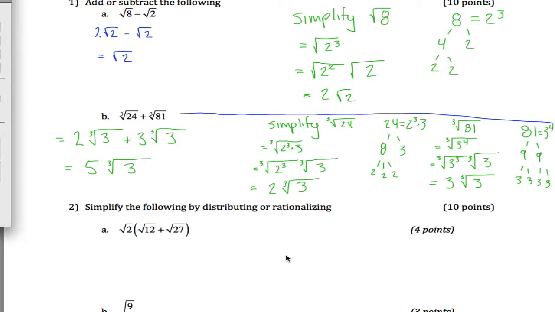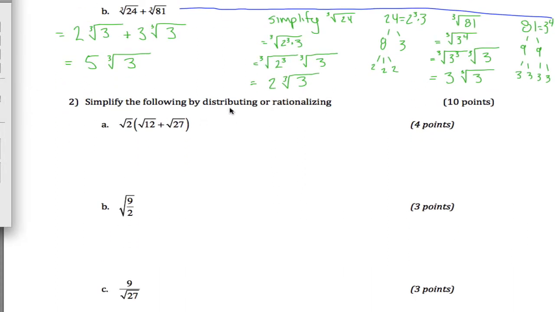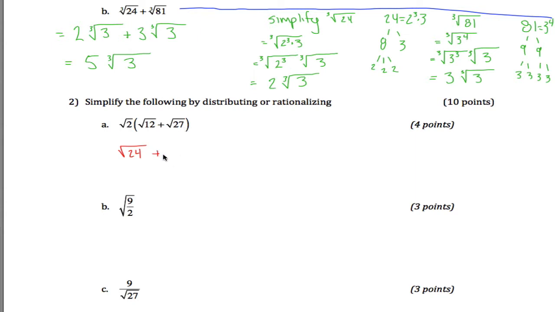All right, moving on. Simplify the following by distributing or rationalizing. So in this first one, I want to distribute. I want to take this root 2 and multiply it by the square root of 12. The square root of 2 times the square root of 12 is the square root of 24. The square root of 2 times the square root of 27 is the square root of 54. If I find the prime factorization of each of those numbers, 24 is 4 times 6, 4 is 2 times 2, 6 is 2 times 3. So 24 is 2 cubed times 3.